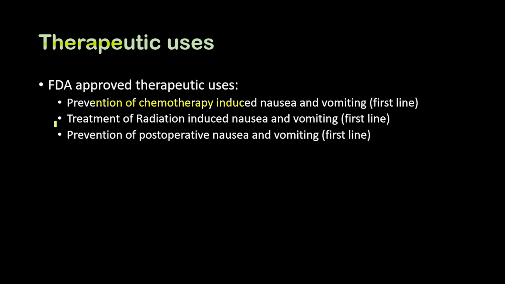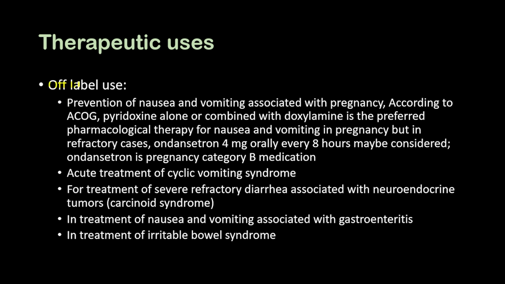And ondansetron is also FDA approved for treatment of radiation-induced nausea and vomiting, and it is also the first line for this indication. And then it is also FDA approved for prevention of post-operative nausea and vomiting, and it is also the first line for this indication too. Now regarding the off-label uses, ondansetron is used off-label for prevention of nausea and vomiting associated with pregnancy.